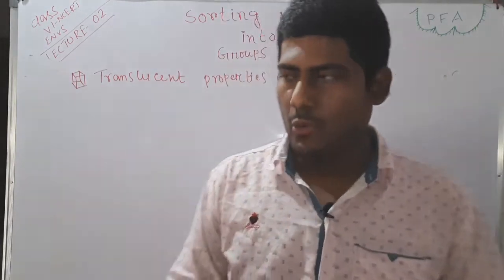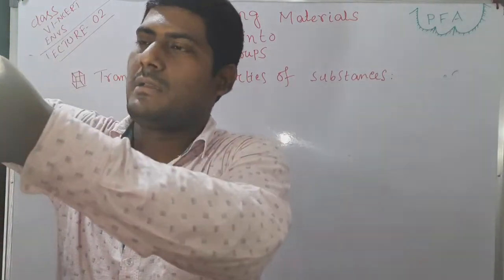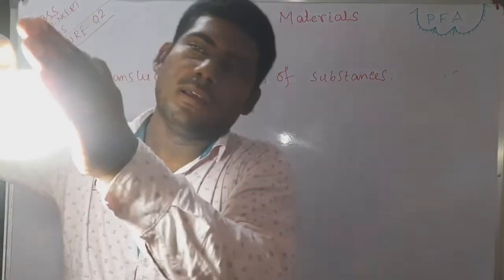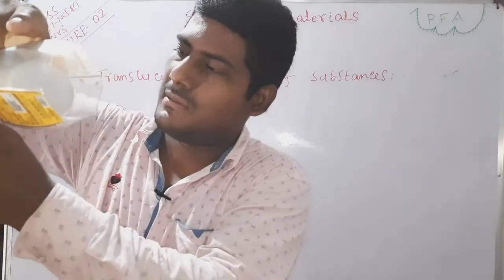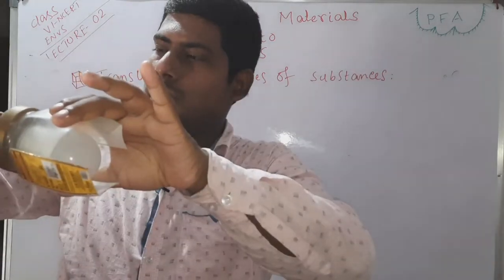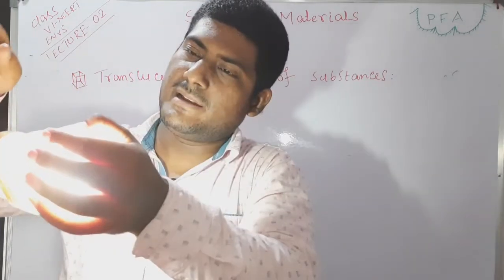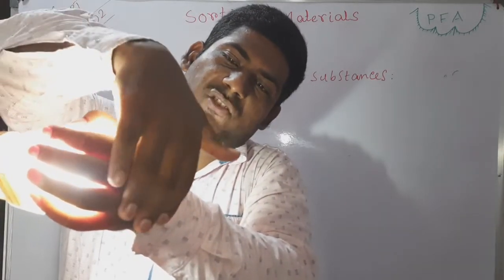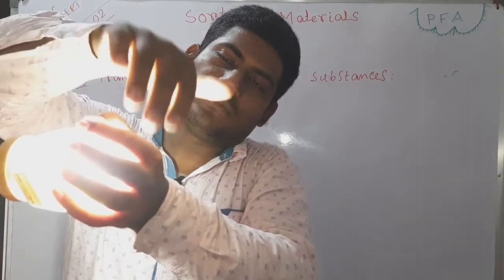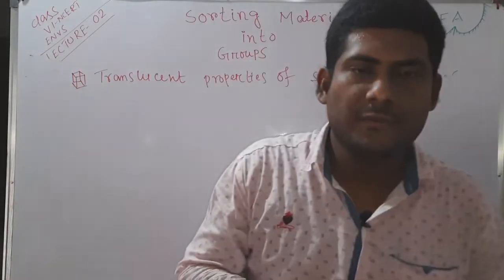Now I will perform an activity for all of you. I take help of the valve. Now I put my hand in front of this valve. Now carefully observe my hand. You will see that this portion is of red color, is it not? So this property is also the translucent property.